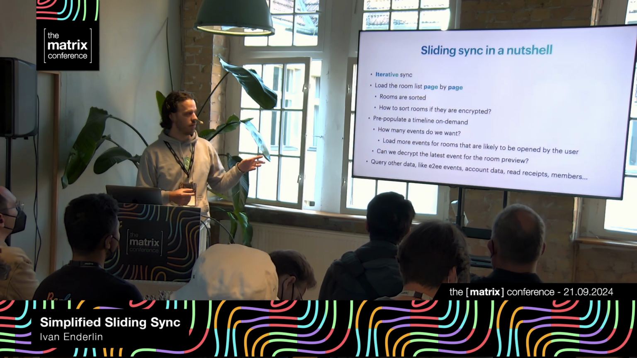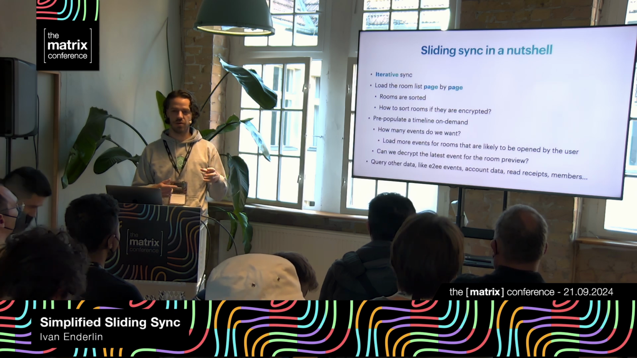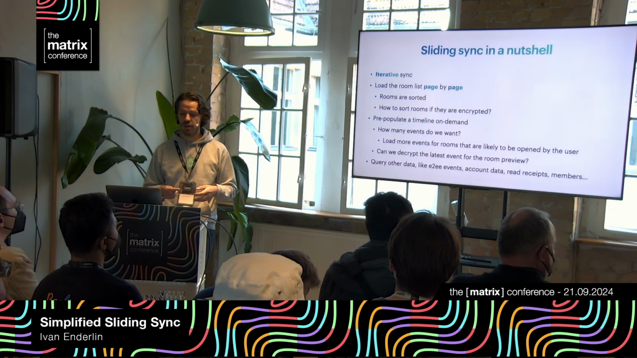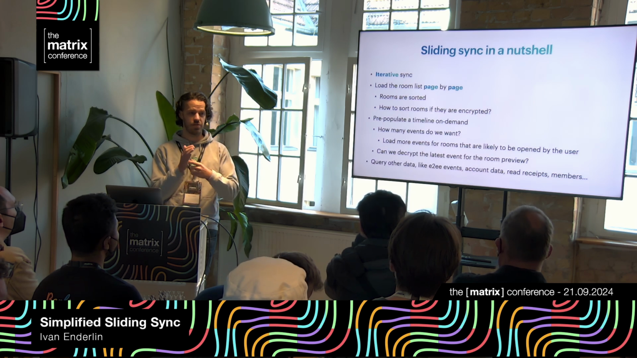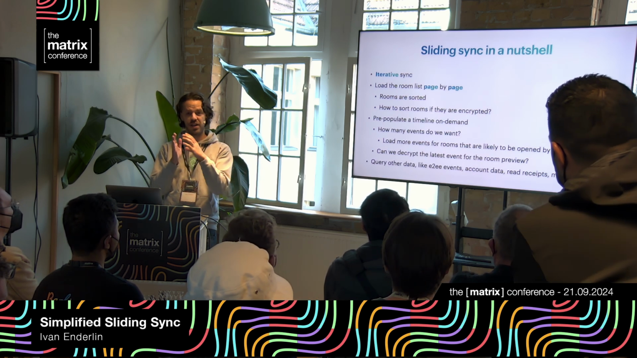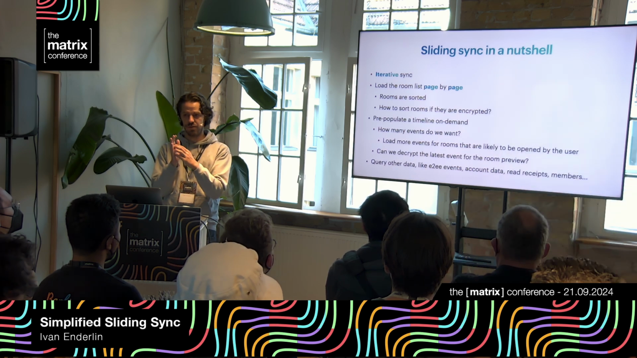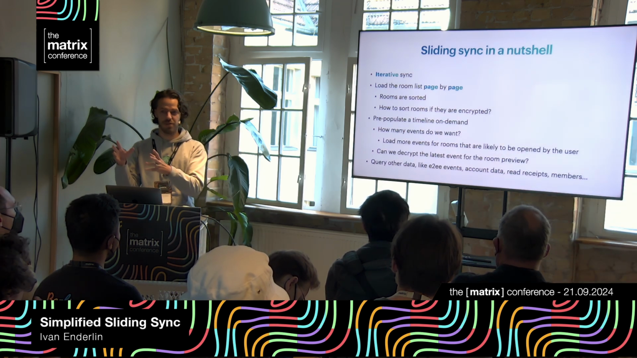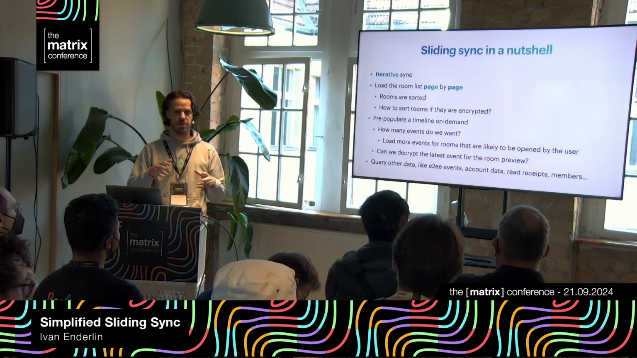And for a room list, we want to load some events. So how many events do we want to load? Are we able to load more? For example, if you scroll and then the user stops scrolling, the user is likely to open a room he has in front of his eyes. So maybe it is time to load more events. So this mechanism has to be really flexible.